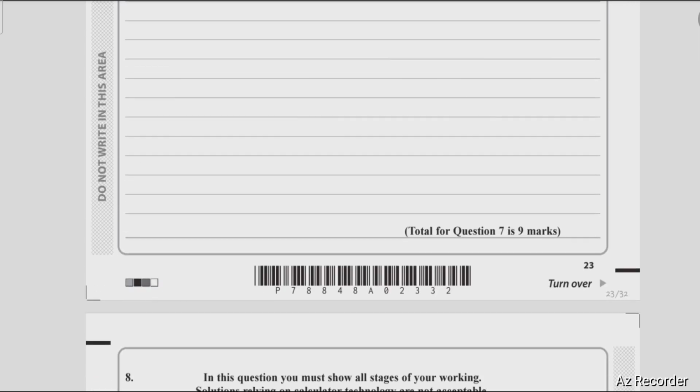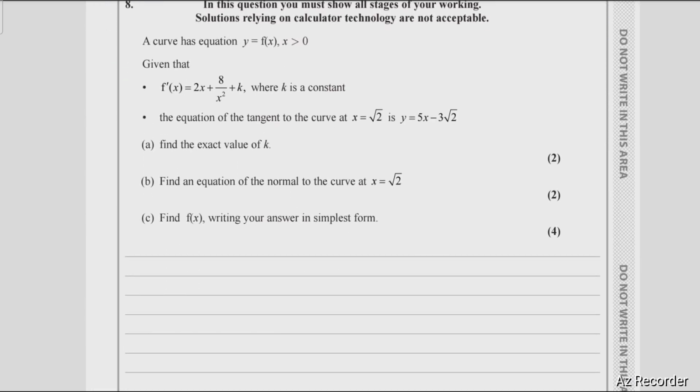Next question, question 8. A curve has equation y equals f of x, where x is greater than 0. Given that f prime of x is equal to 2x plus 8 over x squared plus k, where k is a constant, the equation of the tangent to the curve at x equals root 2 is y equals 5x minus 3 root 2. Okay, question A. Find the exact value of k.